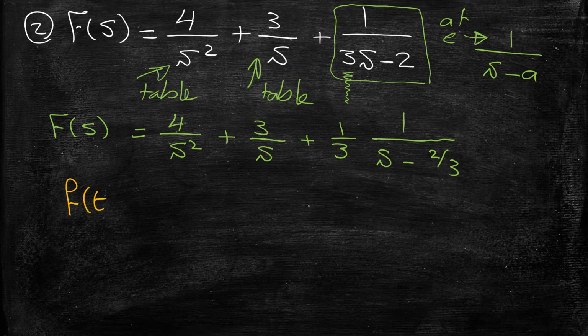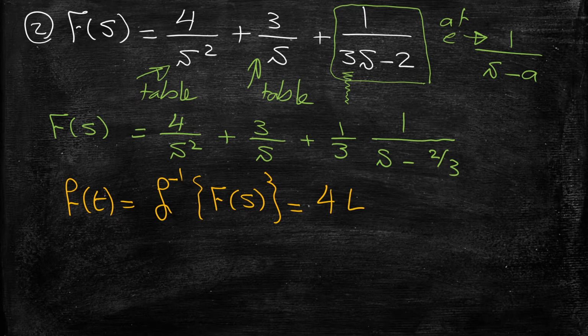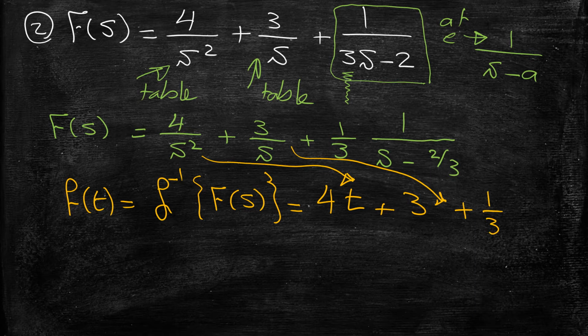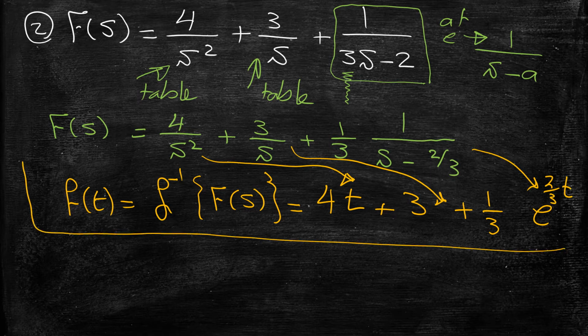So right now f of t, which is the Laplace inverse of F(s), will be equal to 1 over s squared, which is t, and 3 over s, which will be 3 multiplied by 1/3, and this is the exponential e to the power 2 over 3 t. And then this is our inverse Laplace transform.